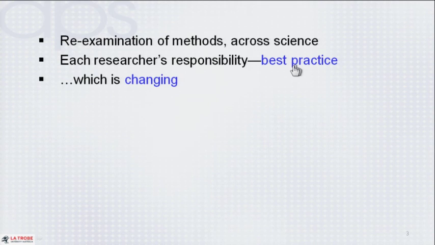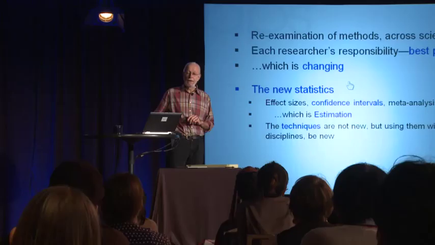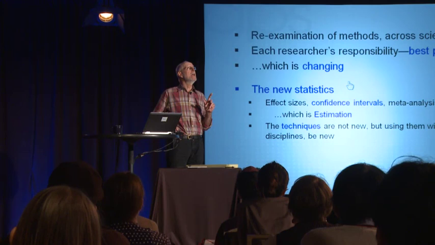New things are happening. The aspect of these changes that I'm going to spend most time on is what I call the new statistics. Effect sizes, confidence intervals, and meta-analysis. In a word, estimation. Now, these are not new techniques. They're widely used in some fields, but they would be very new in our discipline and across biomedicine and in many other disciplines. And in my view, it would be a terrific step forward if we really adopted them widely.